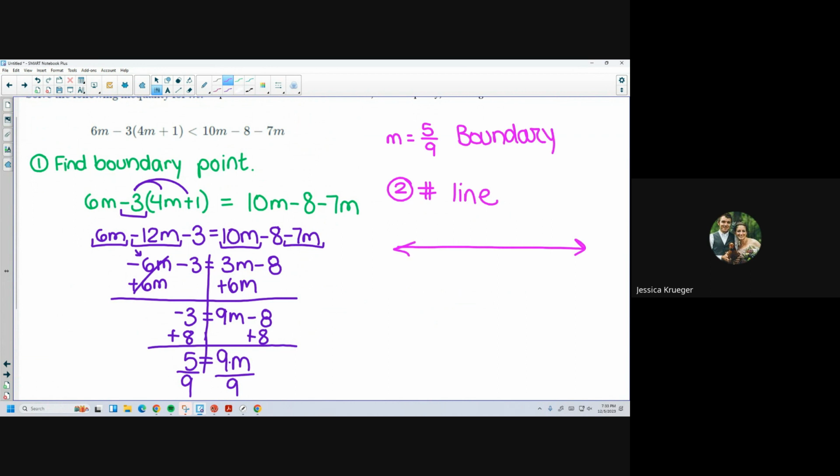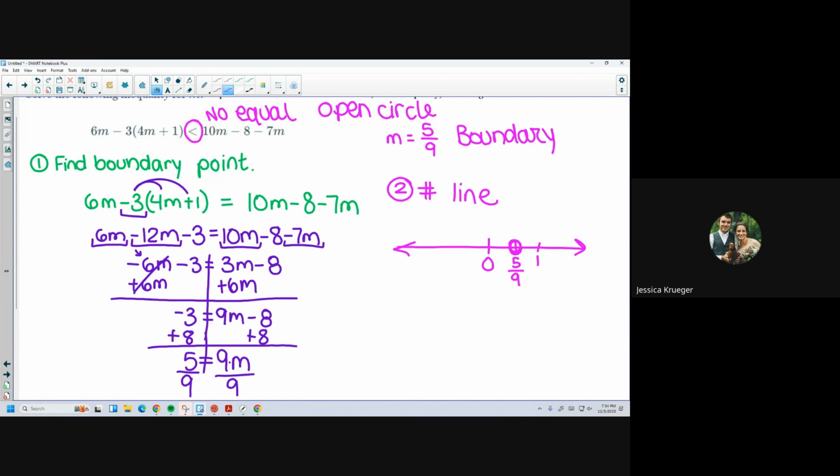Now, I've got to decide if I'm using an open or closed circle. Because this is just less than, and there's no equal underneath, we know it's an open circle. And I always like to put 0 on here just as a reference. 5/9 is going to be here, and then 1 is going to be up here, just so I get an idea of where this is. And I know there's an open circle at 5/9, which means 5/9 is not part of my solution.